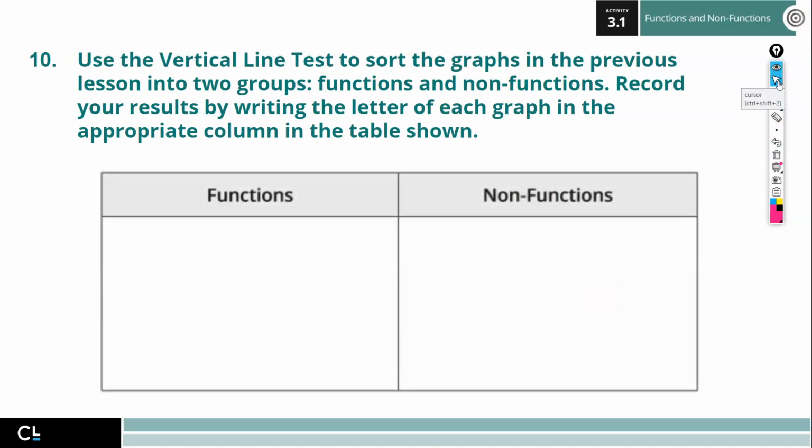Use the vertical line test to sort the graphs in the previous lesson into two groups: functions, non-functions. Record your results by writing the letters of each graph in the appropriate column in the table. So you may want to pause this video, find all those graphs, and sort them. One group is for functions, one group is for non-functions.